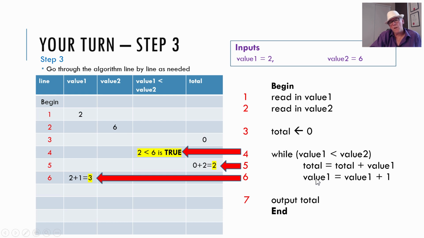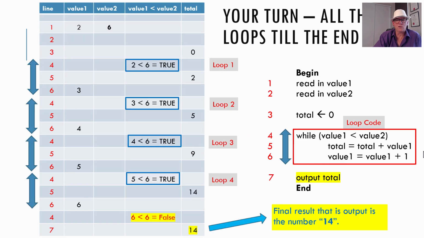And line 6 says, okay, let's modify value 1, let's add a 1 to it. So value 1 at the moment, if we check back, is a 2, so we're going to add a 1 to it. 2 plus 1 is 3. So value 1 will now become a 3, and that's line 6 done. And we're going to repeat this while value 1 is less than value 2. So here's filling in the trace table all the way to the end. We won't take you through 20 slides doing it.